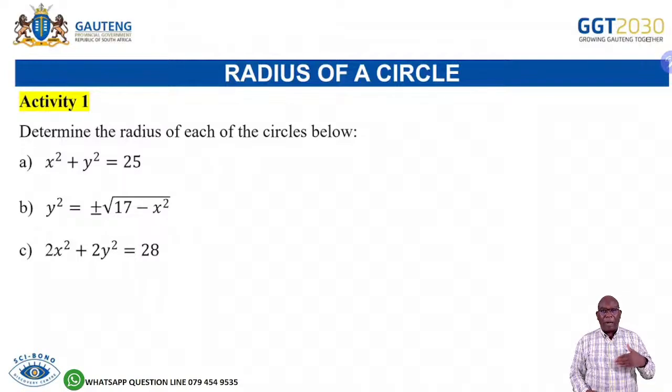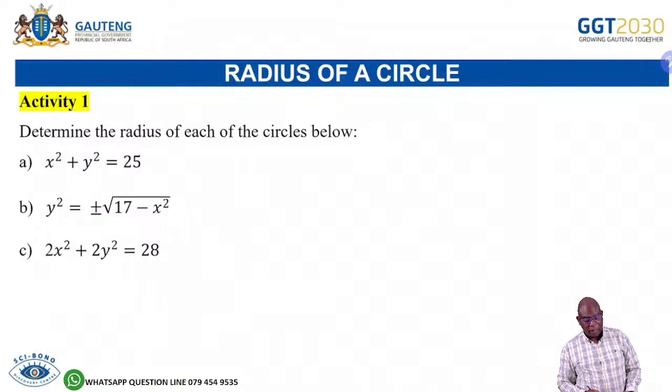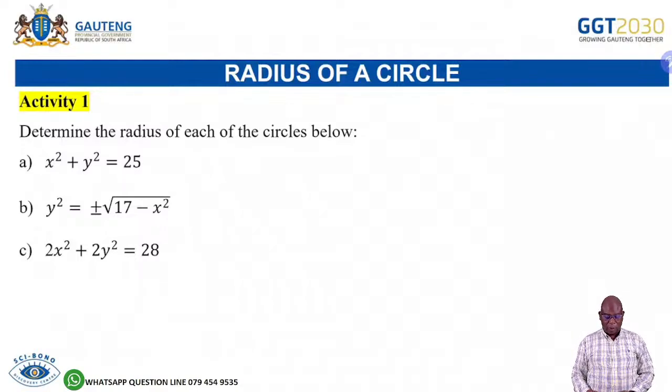Now we know how to get the equation of the circle, but how do we get the radius if the equation of the circle is given? In this case, I'm given x squared plus y squared equals 25. Remember, there are 3 ways of writing a circle, or a semicircle. So we've got a circle, which is a full circle, which is x squared plus y squared equals r squared.